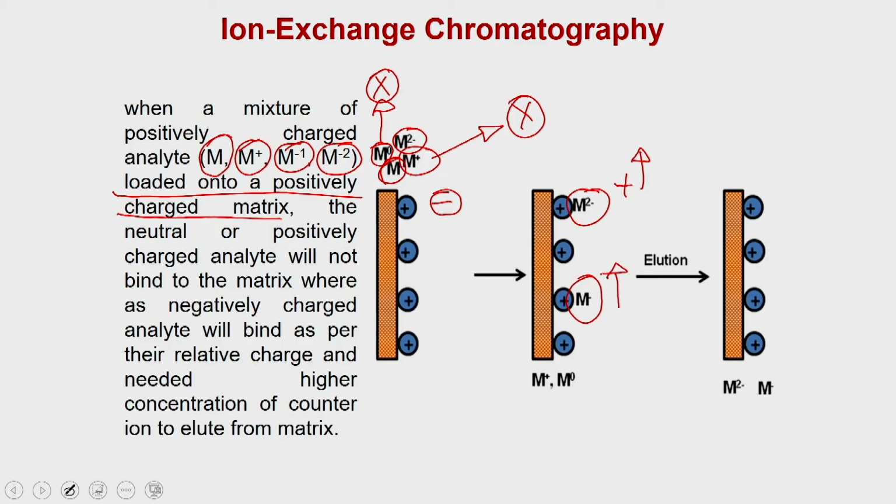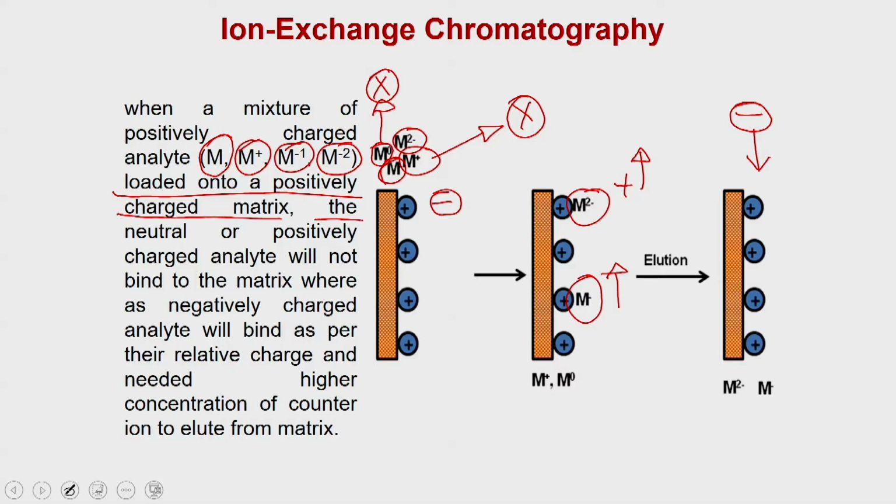Once they are bound, you can wash the column and remove the neutral M as well as M plus, and now you can put in another negatively charged competitive ion, and that is going to remove M minus first and M2 minus on the second occasion. That is how it separates the complex mixture which contains proteins of different charges.